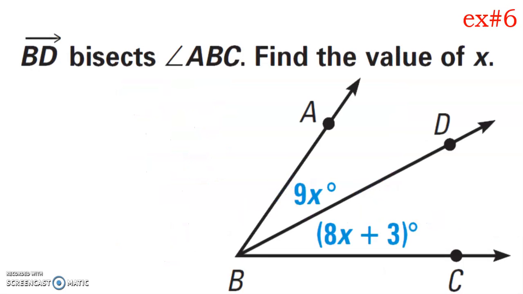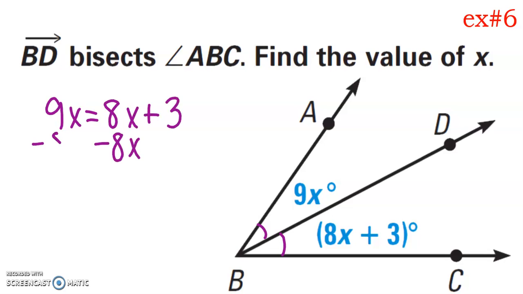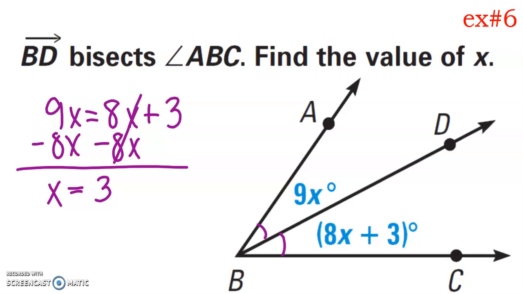So here we have ray BD bisects angle ABC, which means that it cuts it in half. So we know that this half is congruent to this half. Congruent means equal, so we can take each half and set them equal to each other. So 9x equals 8x plus 3. I'm going to move my variable terms to the left side. That gives me 1x equals positive 3. So we get x equals 3.